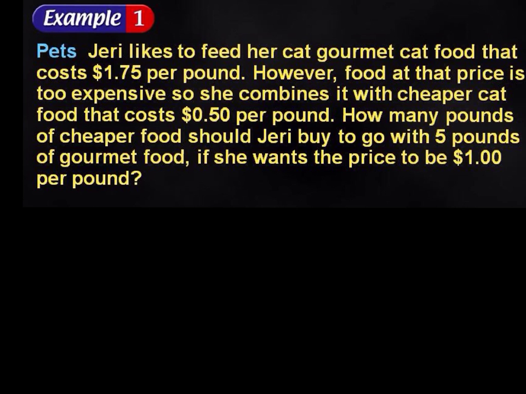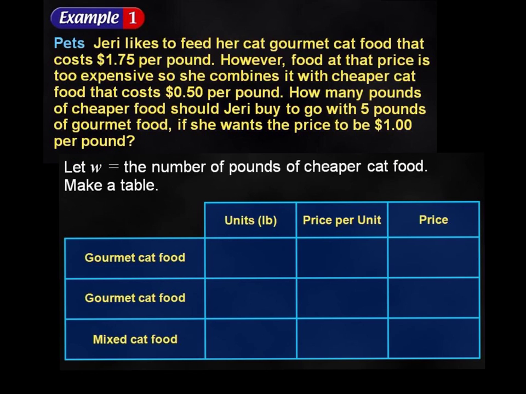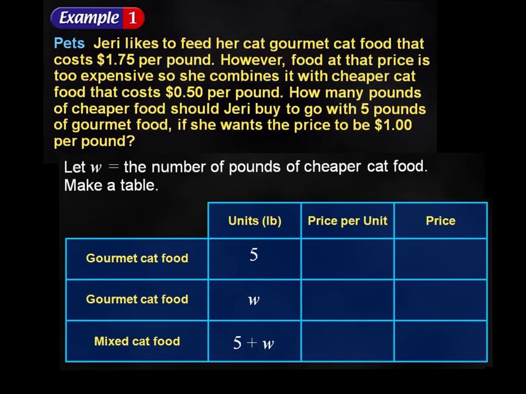Jerry likes to feed her cat gourmet cat food that costs $1.75 per pound. However, food at that price is too expensive, so she combines it with cheaper cat food that costs 50 cents per pound. How many pounds of cheaper food should Jerry buy to go with 5 pounds of gourmet food if she wants the price to be $1 per pound? If we let W equal the number of pounds of cheaper cat food, we can make a table. The problem asks how many pounds of the cheaper food Jerry should buy to go with 5 pounds of the gourmet food if she wants the price to be $1 per pound.